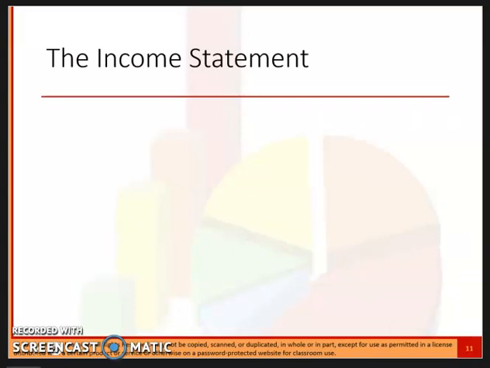So the income statement. We'll start the income statement in the next lecture.